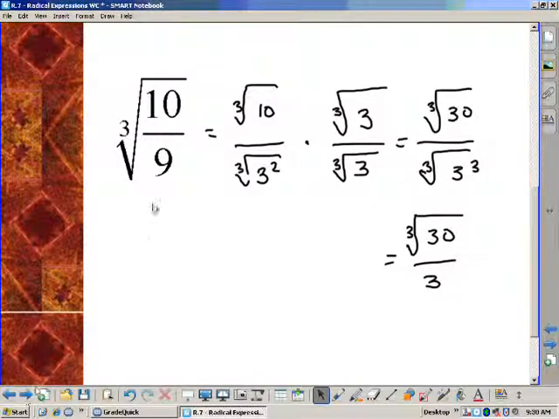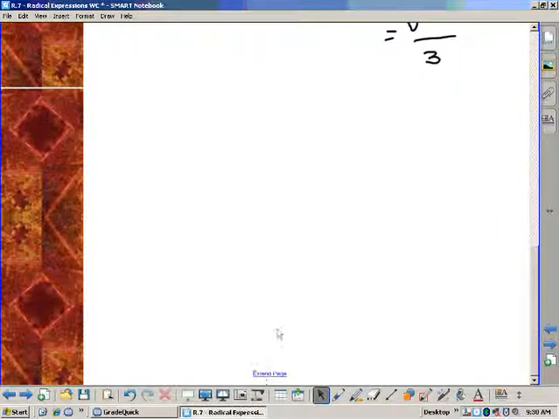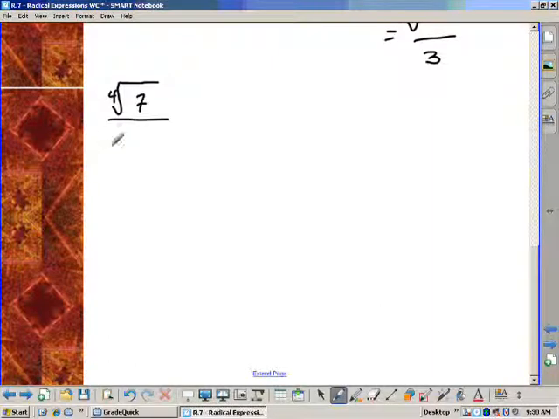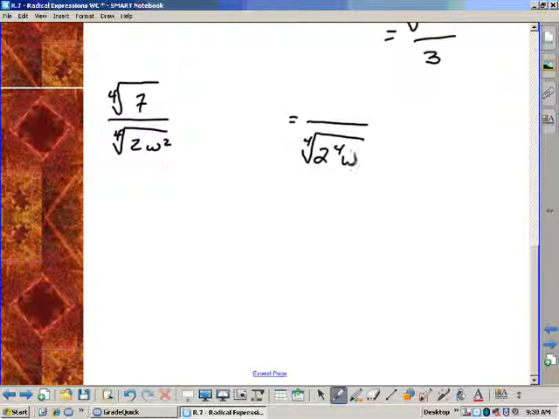If you had multiple variables here, actually, now that I think about it, let me do one more example quickly for you. Let's say I had the 4th root of 7 divided by the 4th root of 2w squared. Now I know that over here, I'm going to want the 4th root in order to make this easy to simplify. I would like it to be 2 to the 4th, w to the 4th, because if I can do that, that's just going to give me a denominator of 2w.